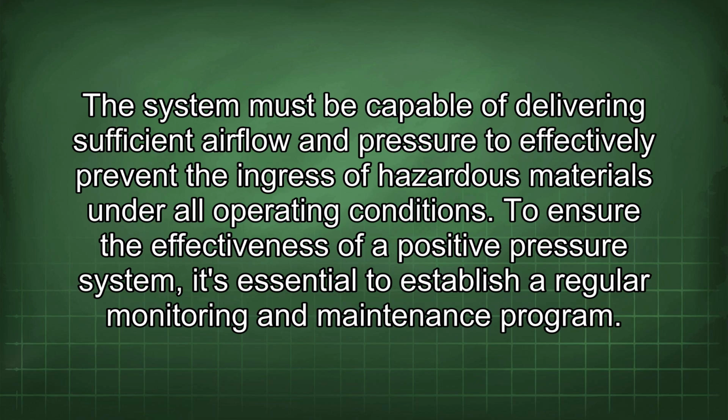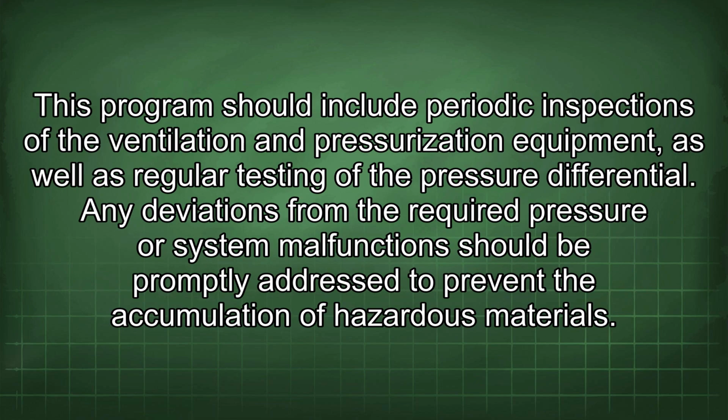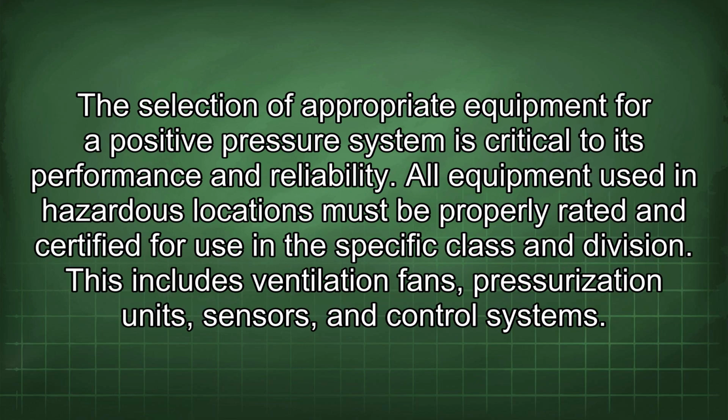all operating conditions. To ensure the effectiveness of a positive pressure system, it's essential to establish a regular monitoring and maintenance program. This program should include periodic inspections of the ventilation and pressurization equipment, as well as regular testing of the pressure differential. Any deviations from the required pressure or system malfunction should be promptly addressed to prevent the accumulation of hazardous materials. The selection of appropriate equipment for a positive pressure system is critical to its performance and reliability.